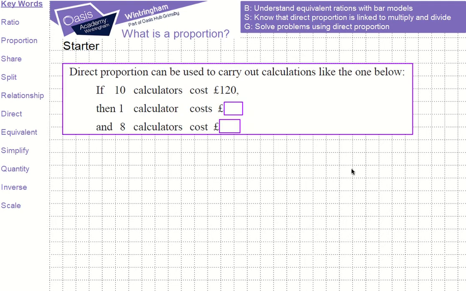And the starter. Direct proportion can be used to carry out calculations like the one below. If we know that 10 calculators cost £120, we could find out how much one calculator costs. And then from there we can find out the cost of 8 calculators. You can use your calculator for this question. Pause the video while you have a go and press play when you're ready to move on.